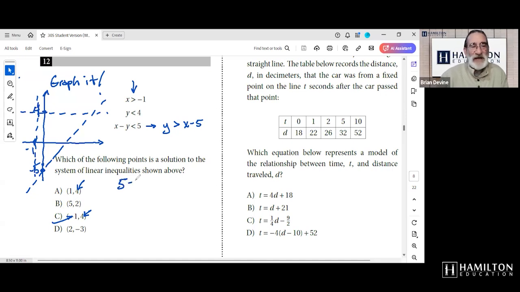And I note that 5 minus 2 is less than 5. The answer must be B. It's got to be B because I note that 2 minus -3 equals 5. It's not less than 5. So D can't be an answer. We already showed that A and C can't be. So B is your best friend on this one.